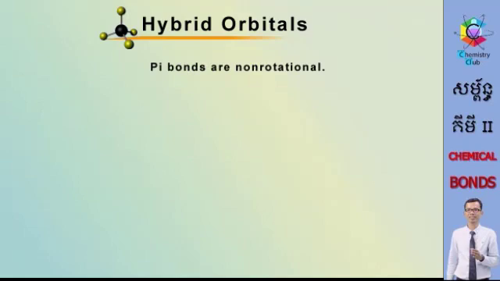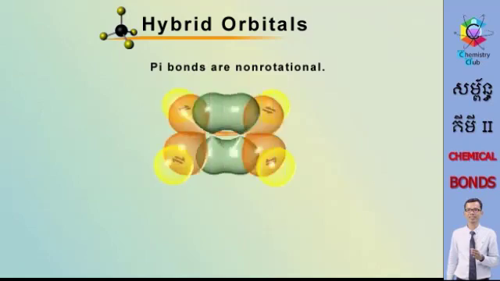Another characteristic of pi bonds is that they are non-rotational. The arrangement of the p orbitals in a pi bond means that for the carbon atoms of ethylene to rotate around the sigma bonds, the pi bonds would have to be broken and formed again. Breaking pi bonds to allow rotation requires energy, and because of this, it will not happen easily.